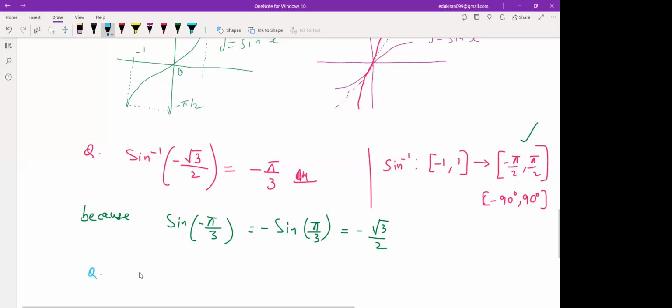And if I give you a question like sine inverse of 1, what will it be? 90 degree. Sorry, 90 degree. Yeah, pi by 2. Always give the answer in radian because generally we do the calculations in radian in inverse trigonometry.